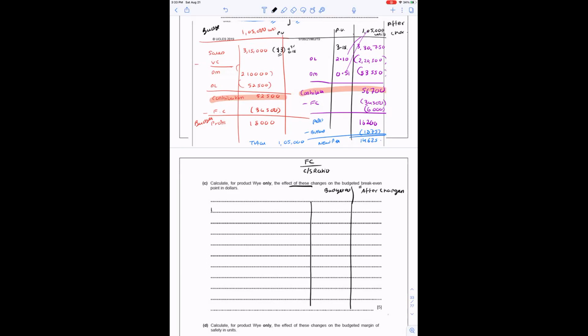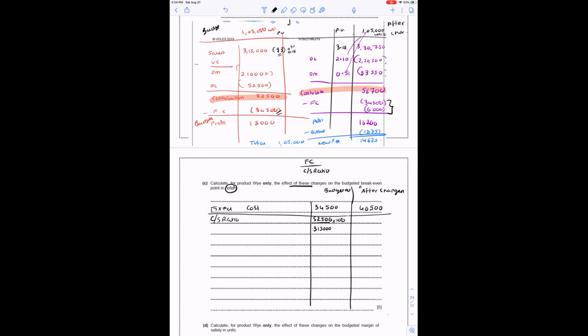Let's calculate what was the fixed cost budgeted. 34,500. I want in dollars. What was the fixed cost after changes? These were the two things. Fixed cost after changes was 34,500, the normal one, plus there was 6,000 extra advertisement. So the new fixed cost after changes is 40,500. Let's find the contribution to sales ratio. Here the contribution to sales ratio is 52,500 upon 3,15,000 into 100.